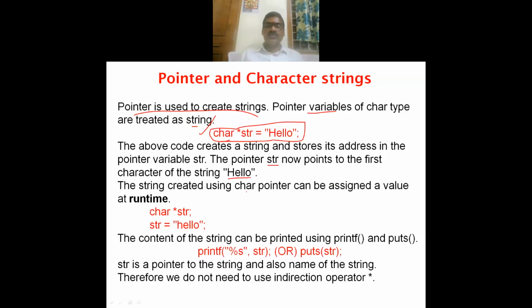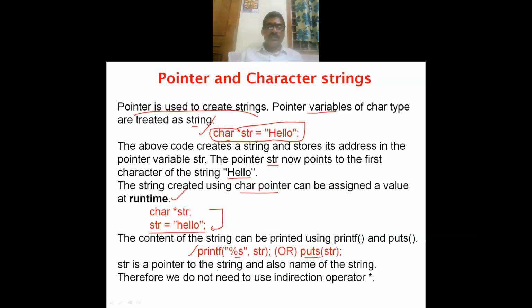The string created using a character pointer can be assigned a value at runtime also. This is very important. If you are able to declare a character pointer, then you can assign a string to this character pointer. So this is possible. The content of the string can be printed either by using printf with percent s or puts to output the string onto the screen.